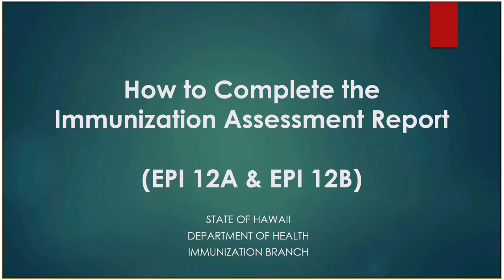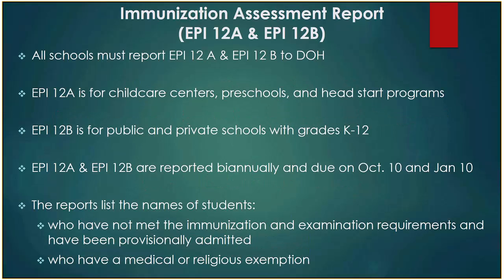In this video, I will be reviewing how to complete the immunization assessment reports, also known as the EPI-12A and EPI-12B. The Immunization Assessment Report is a mandatory form due biannually on October 10th and January 10th of every school year. Schools list the names of students who have not met the immunization and examination requirements and have been provisionally admitted to school. Schools also list the students who have a medical or religious exemption.